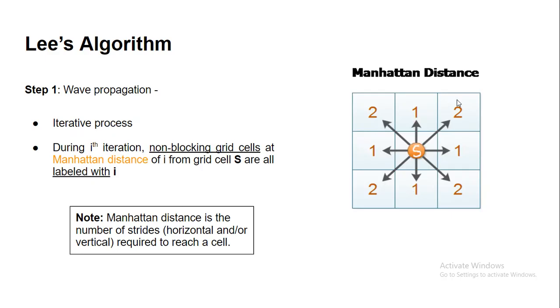So consider this block. To reach this block, you need at least 2 steps, either first vertical then horizontal, or first horizontal then vertical. And that's why this block is labeled as 2. That means it is 2 Manhattan distance away from source. So I think the Manhattan distance is clear. So 1 step away means Manhattan distance 1, 2 step means Manhattan distance 2. এটা নিয়ে কারো কোনো কোশ্চেন আছে Manhattan distance টা, or anything, any confusion?